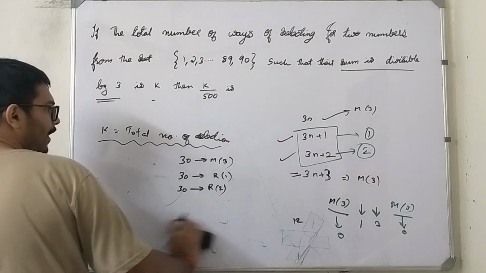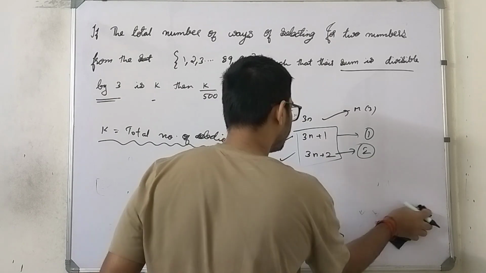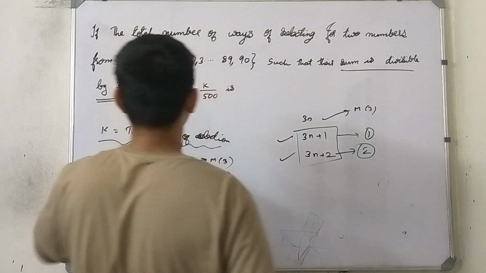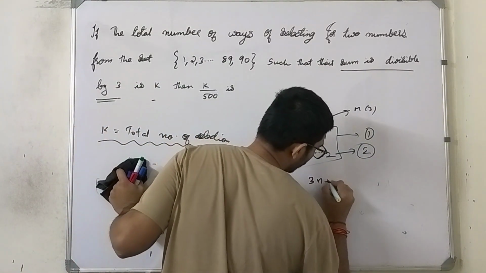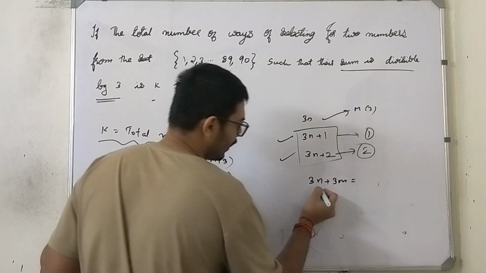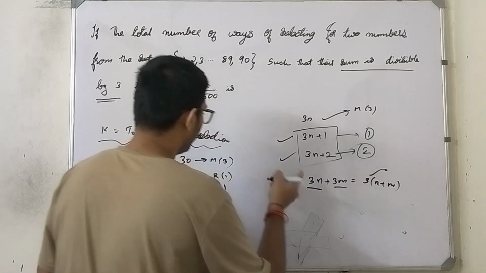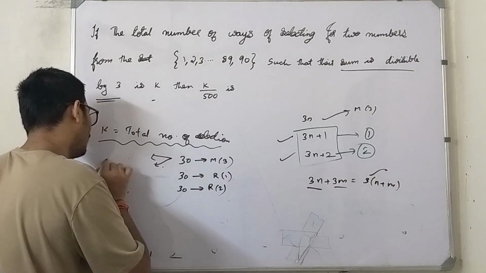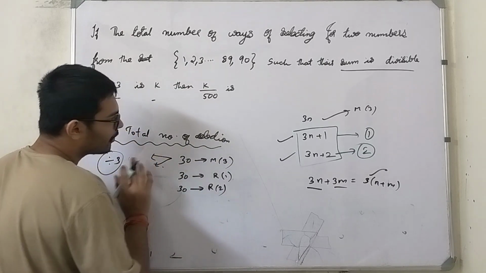How many possible ways can we select numbers so that the sum is divisible by 3, which means the remainder is 0? Now if I take two multiples of 3 and add, it will be a multiple of 3, which means if you take any two from this case, the sum will always be divisible by 3. So I can take any two numbers from this case.